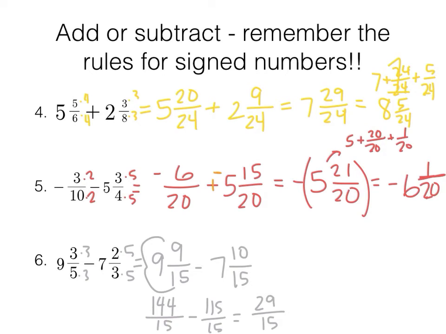15ths. And so that's 1 shy of 2. Look at that. So 30 15ths would be equal to 2. So we have 1 and 14 15ths.